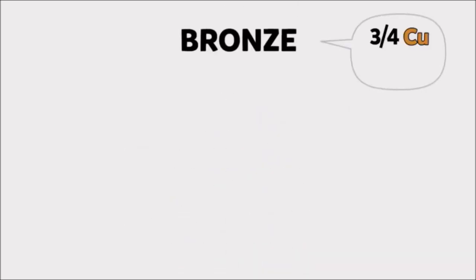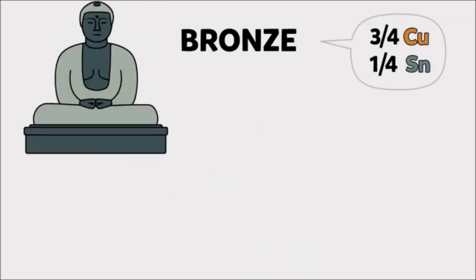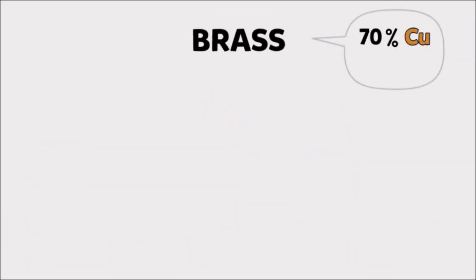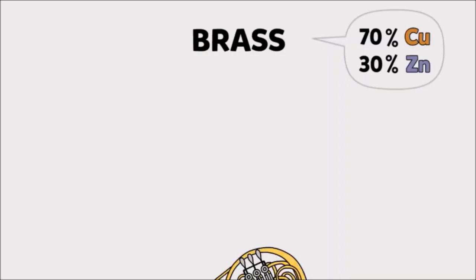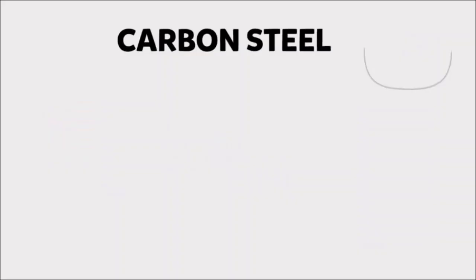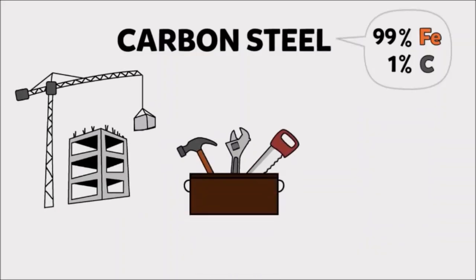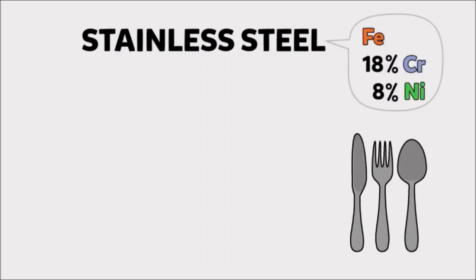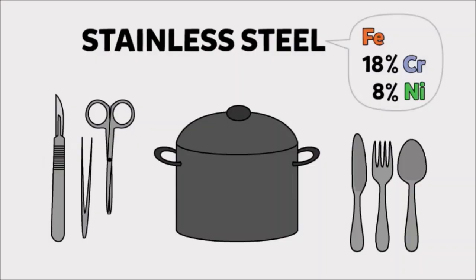To finish, let's look at some well-known alloys. Bronze, 3/4 copper, quarter tin, for sculptures, boat hardware, screws and grill work. Brass, 70% copper, 30% zinc, for musical instruments, coins, door knockers. Carbon steel, 99% iron and up to 1% carbon, for building construction, tools, car bodies, machinery, rails, etc. Stainless steel, iron with about 18% chromium and 8% nickel, used for tableware, cookware, surgical tools and so on.